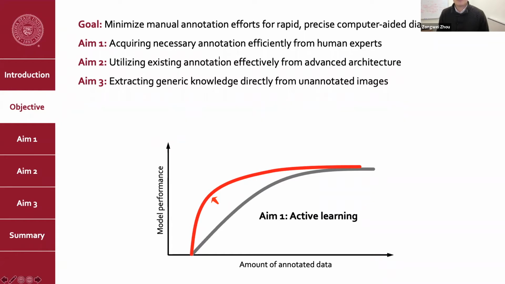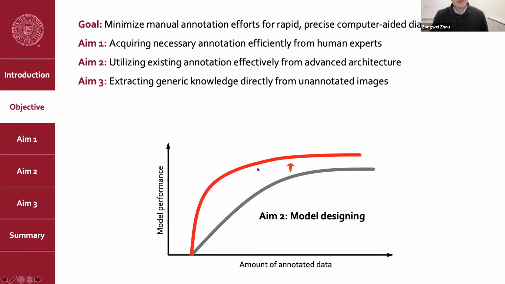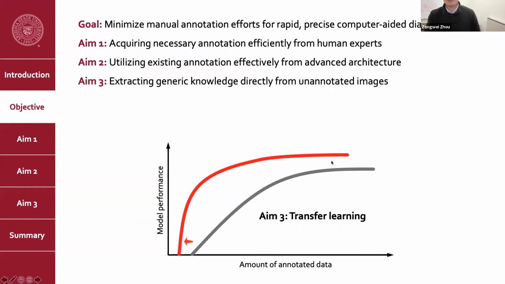Aim 1 suggests that by selecting the most representative and informative samples, deep learning is able to learn faster than random selection. Aim 2 suggests that by designing advanced architecture, we can improve the model capacity and lead to a higher performance. And Aim 3 suggests that by using the generic image knowledge, medical knowledge, the model can behave much more robustly, even trained with a small amount of annotated data.